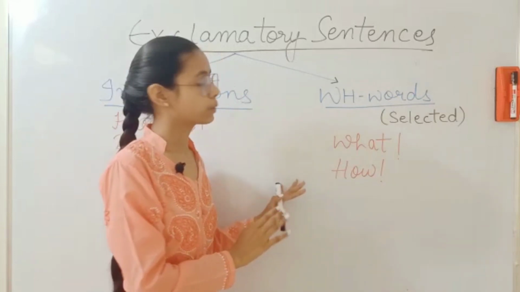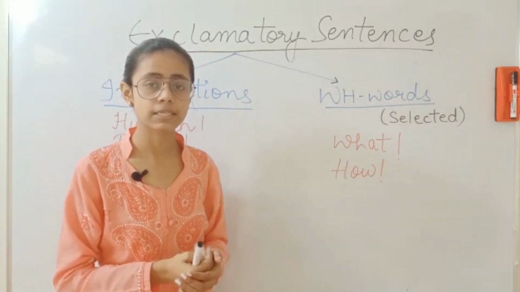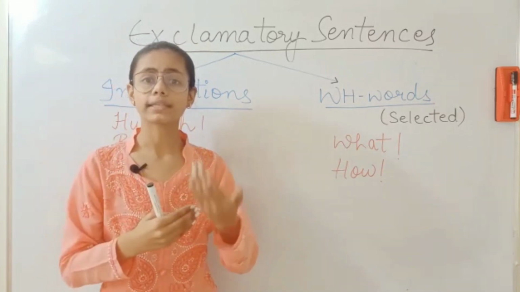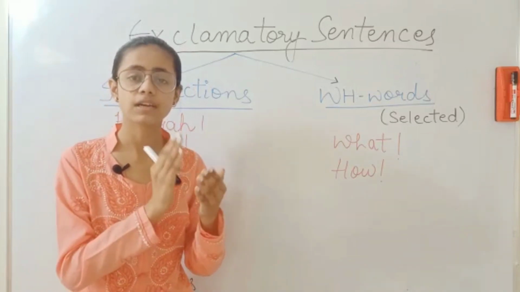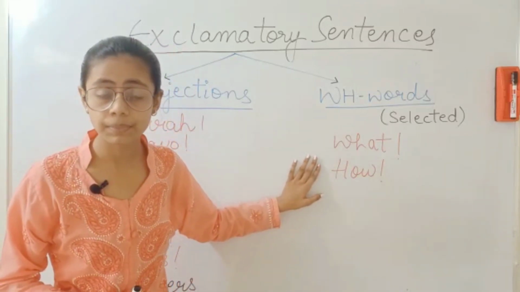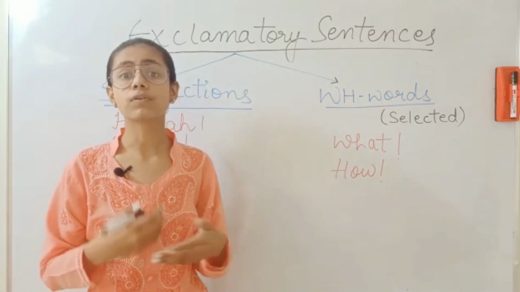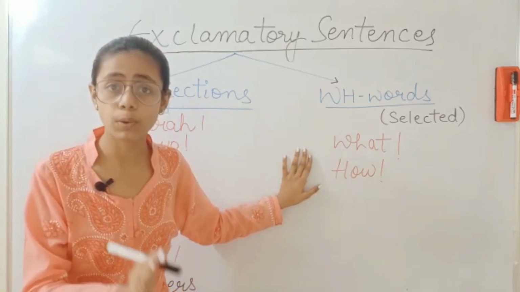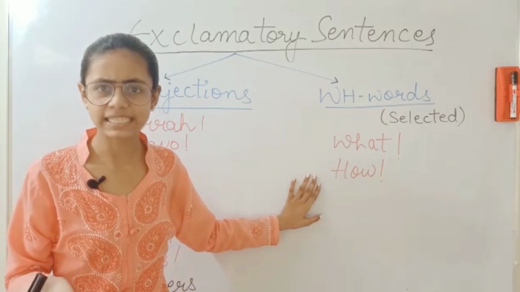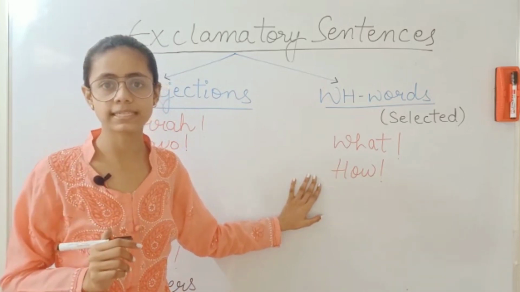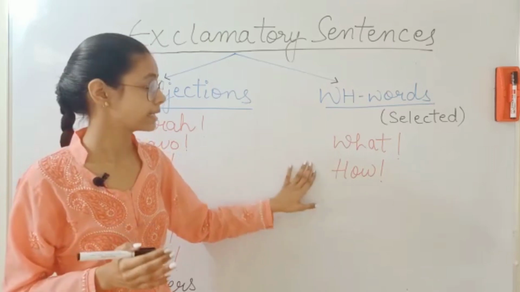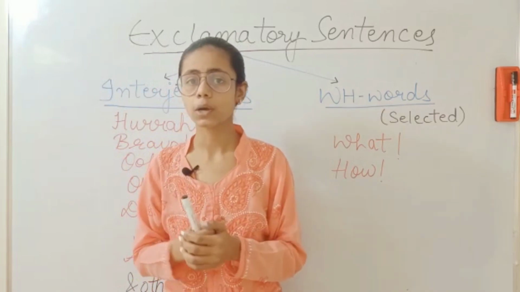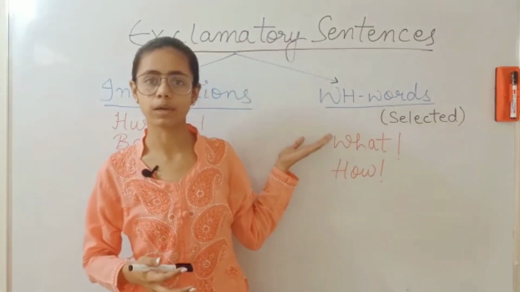On the other hand, we can also form exclamatory sentences with the use of some selected WH words. Not all the WH words, but some selective WH words like what and how. What a beautiful dress. It is an exclamatory sentence formed with this WH word. How dirty this place is. An exclamatory sentence again formed with this WH word. This way we can form exclamatory sentences with the use of interjections and WH words.